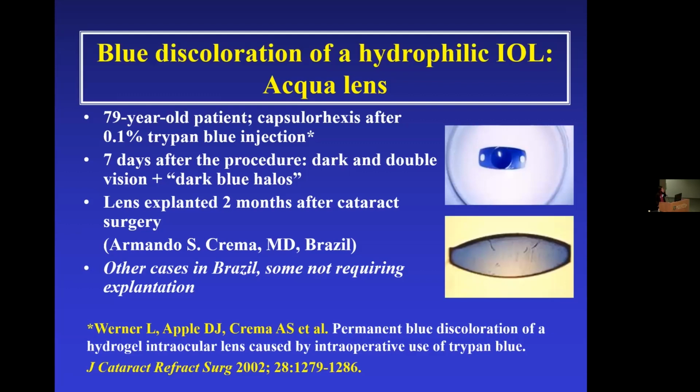I wanted to comment a little bit about interaction of hydrophilic acrylic lenses with capsular dyes, because this is very interesting, and I'm going to use this case as an example. But this really happened with a very special intraocular lens. So basically, in this case, this was a white cataract, and the surgeon used trypan blue dye to stain the anterior capsule and enhance visualization for performance of the capsulorhexis. But then a few days later, the patient was seeing dark blue halos everywhere. So the lens was explanted.